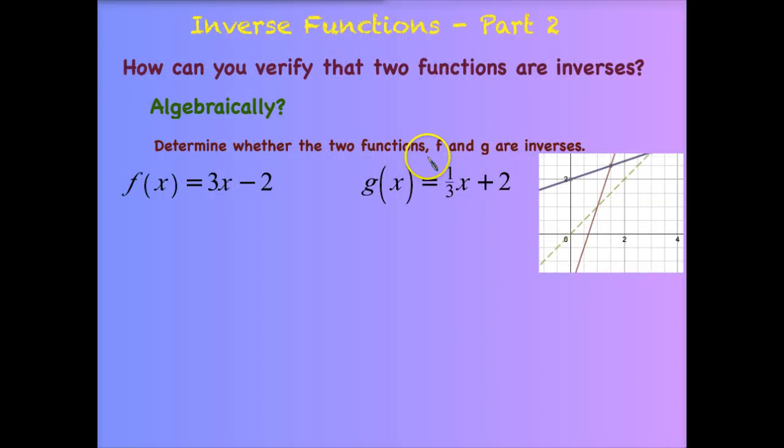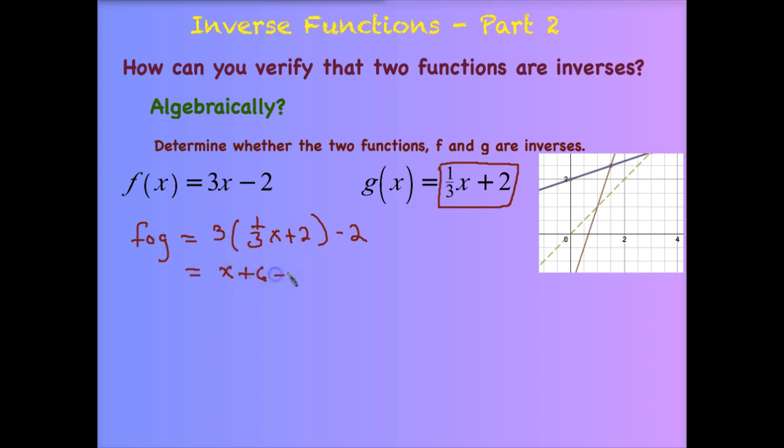Okay, here we have two functions, and you can see right now when I've graphed them that they are not inverses of each other. But let's prove it algebraically. So let's first try f composed of g. So we would take our g function and plug it into our f function. Then we'll go ahead and simplify. 3 times 1/3 is just 1x, and 3 times 2 is 6. If we simplify this, we end up with x plus 4.